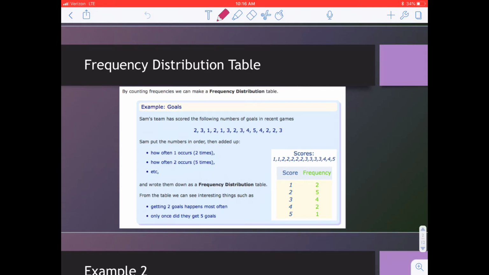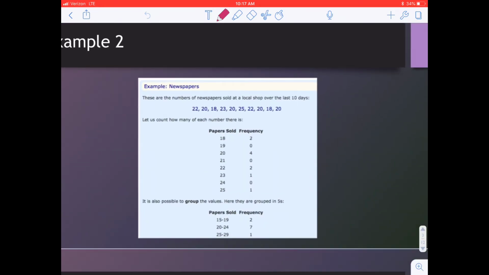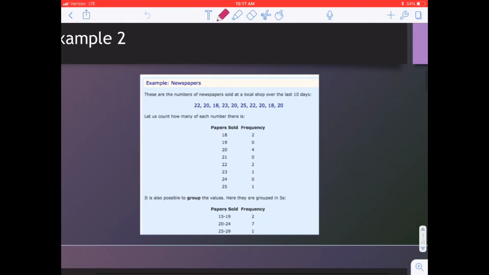Now again, if you're performing a sound research study, you're not going to only utilize this data, but you'll perform multiple tests and find other ways to analyze your data as well. But this is just one of many ways to begin to look at your data. Here's another example looking at newspapers. Again, I have all the different numbers of newspapers that were sold across 10 days.